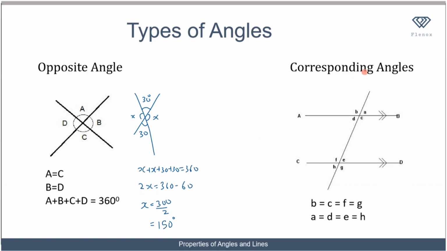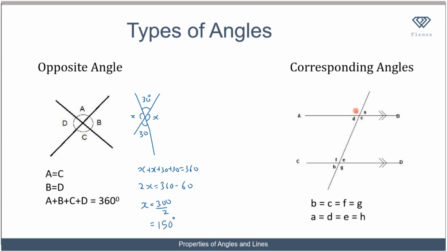Now let's look at corresponding angles. When you have two parallel lines, as you can see, line AB and line CD are parallel, and that is why you have this marker on it to indicate that they are parallel. And you have a straight line that intersects both of them. The corresponding angle tells us that B is equal to C.